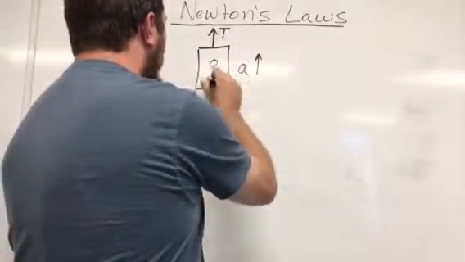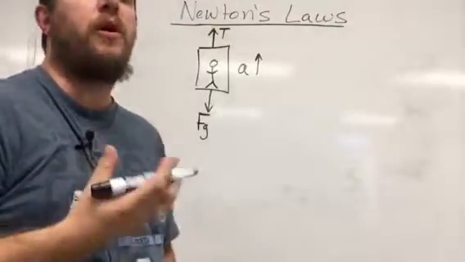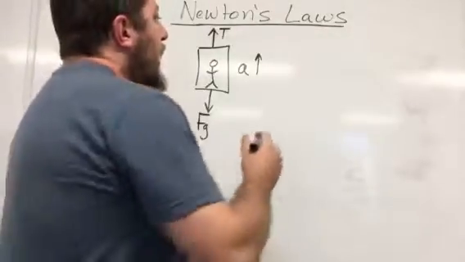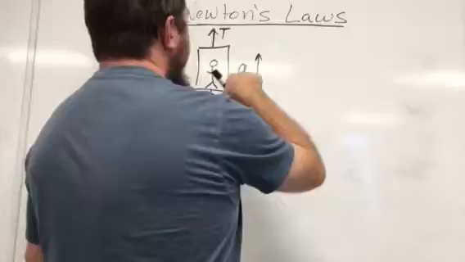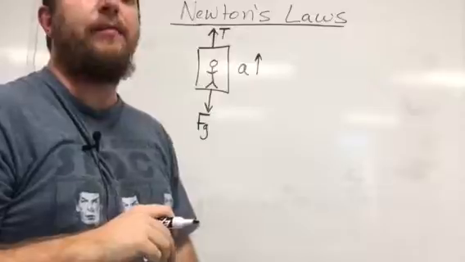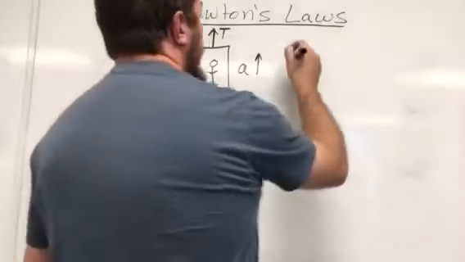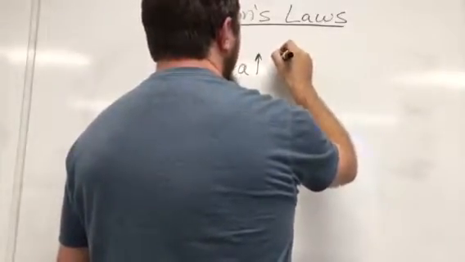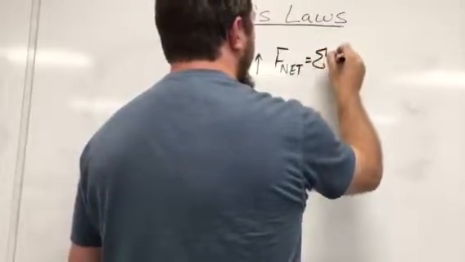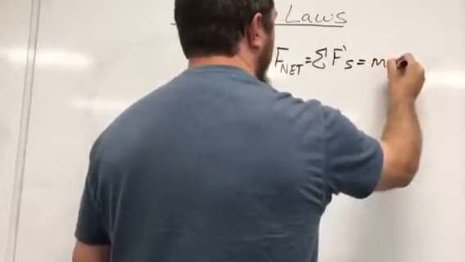Hopefully that'll sink in. So let's look at a person and the elevator combined. We'll call the combined mass of the person and the elevator mass M, all right? And if I want to find out what the tension in the cable is under this particular circumstance, well, again, F net is equal to the sum of all my forces, and that is equal to MA, right?